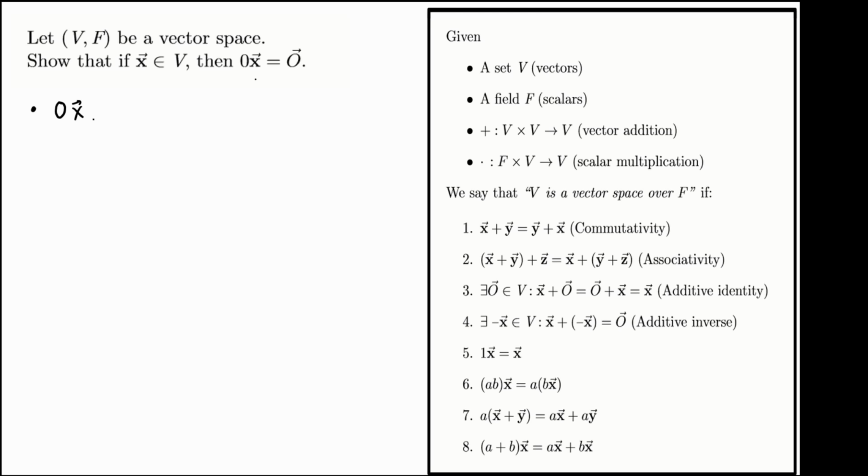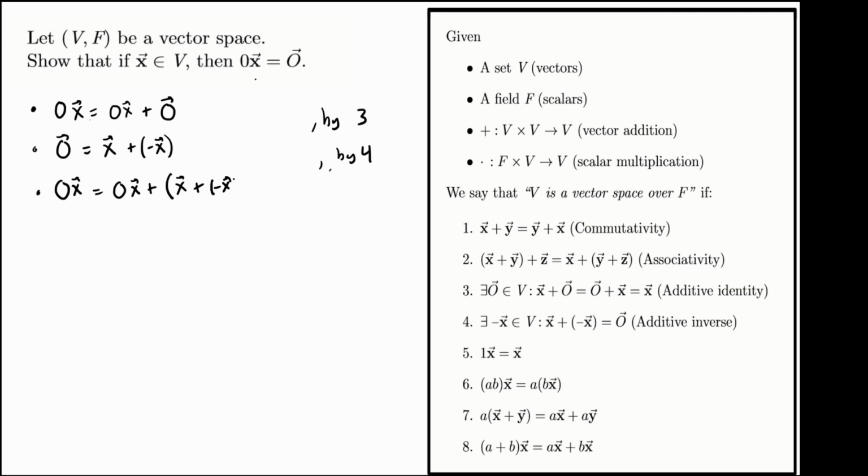Well, what do I know? I know that this is equal to 0x plus the 0 vector by definition of the 0 vector, the additive identity. Okay, but what do I know about the additive identity? I know that the additive identity is equal to x plus minus x, right? That's by the definition of the additive inverse. So plugging in x plus minus x into here, I have that 0 times x is equal to 0 times x plus x plus minus x. Now I use the fact that addition is associative. So I have 0x plus x, plus minus x.